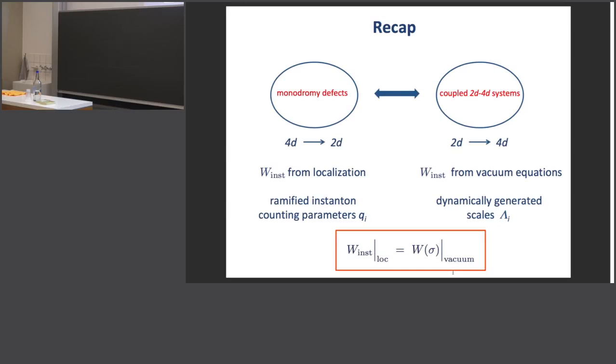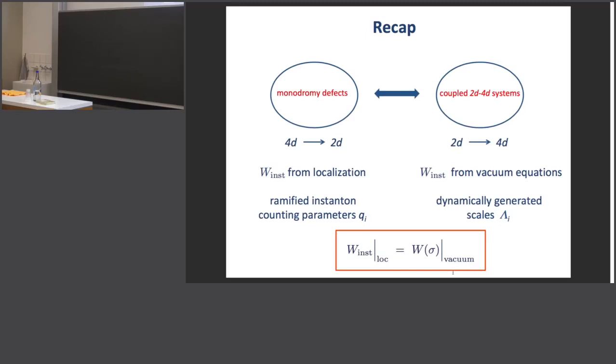On the other hand, from the other point of view, I started from a 2-dimensional theory, in that case the U1, the CP1 model, with flavor symmetry, and I gauged that flavor symmetry in 4 dimensions, obtaining a non-trivial structure, and the non-perturbative effects are obtained by solving the vacuum equations and computing the superpotential in the vacuum.